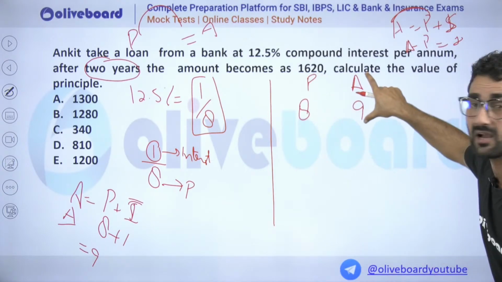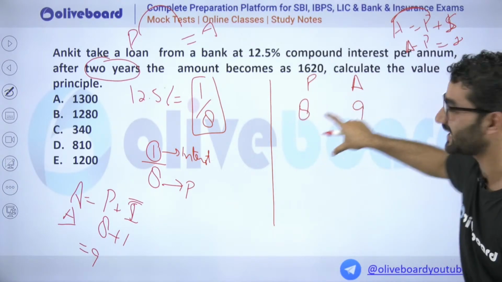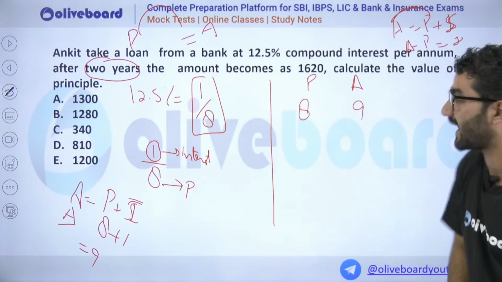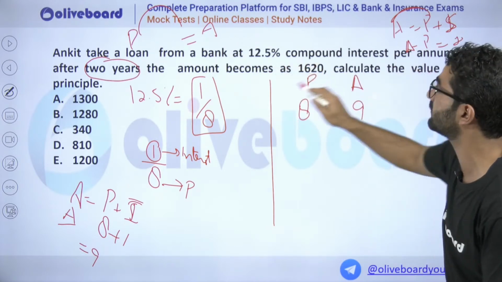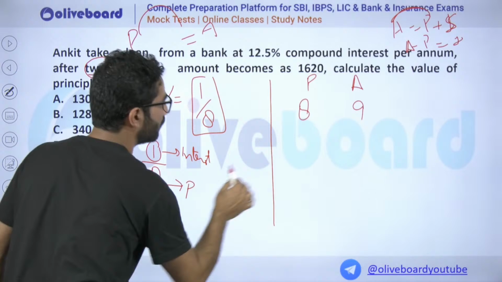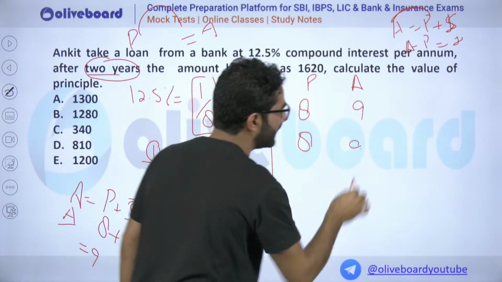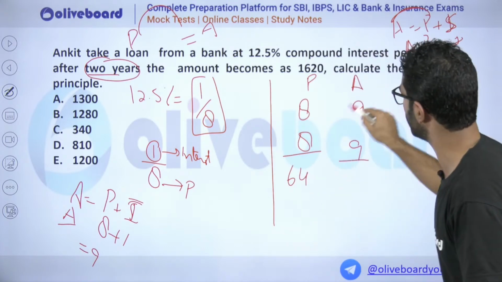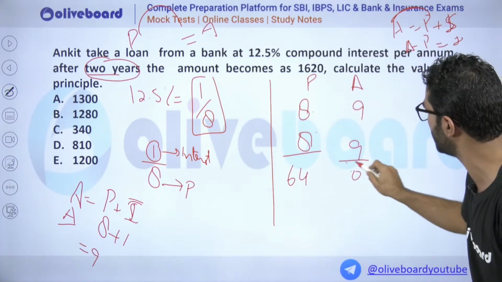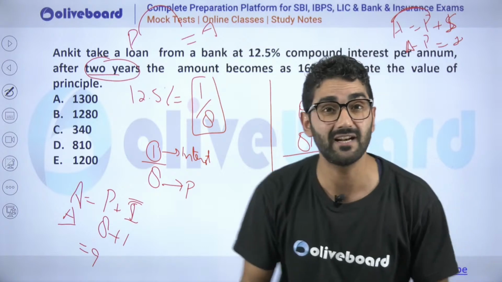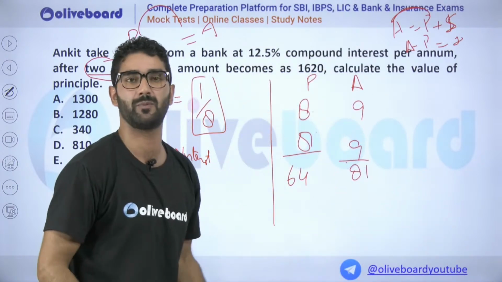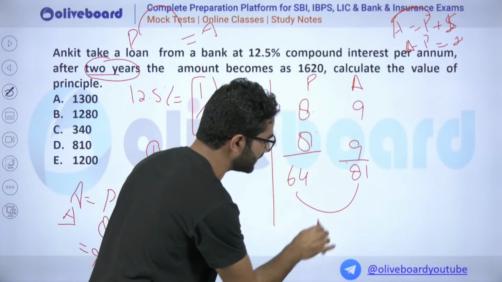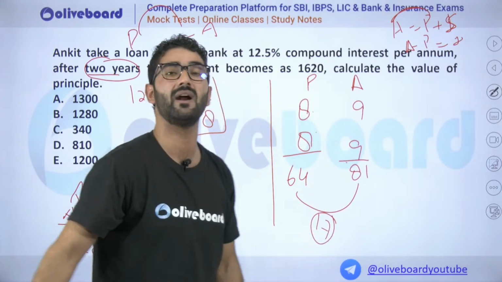So whenever principal is 8, amount will be 9. This is for how many years? Sir, this is for 2 years. So principal again 8, amount 9. Go for it: it will be 8 into 8, 64, and 9 into 9, 81. Now, what is the difference between amount and principal? It is 17, and 17 is the interest.